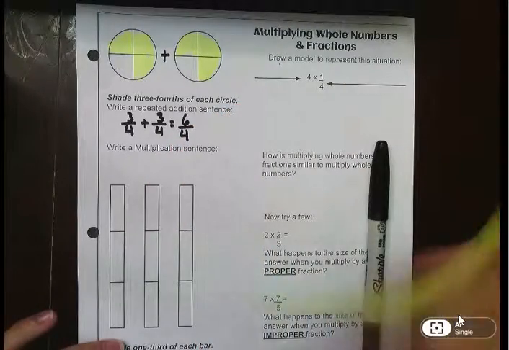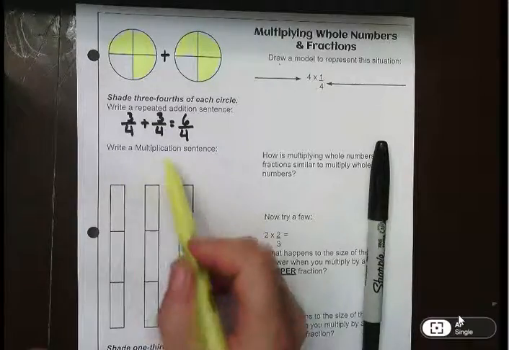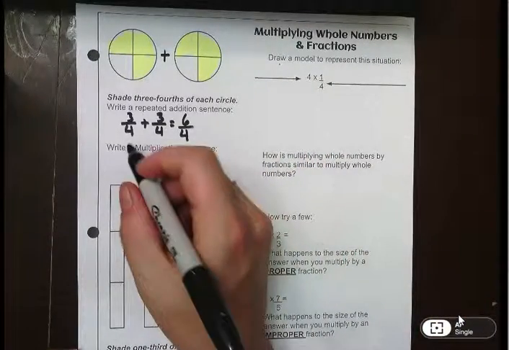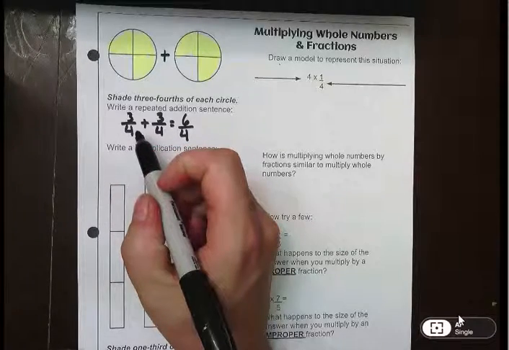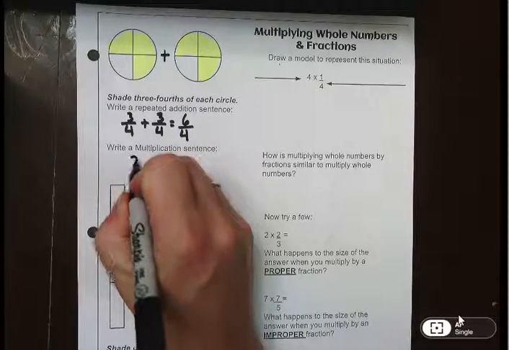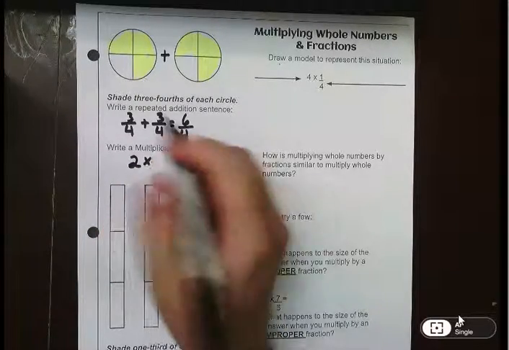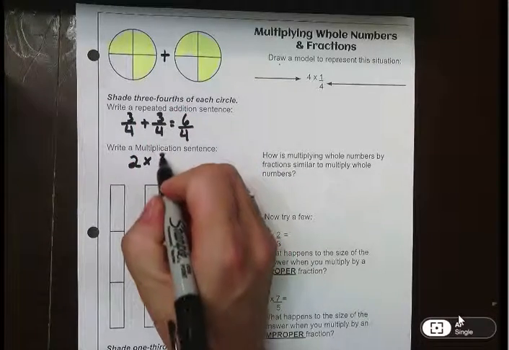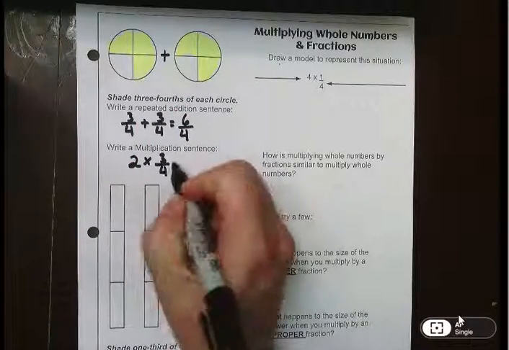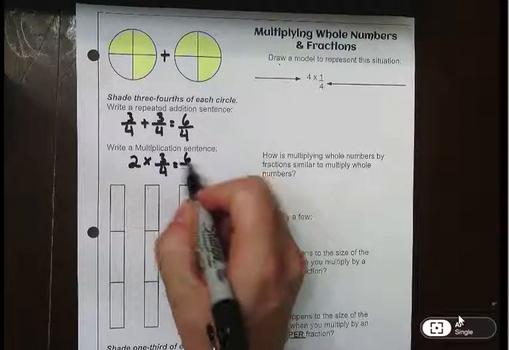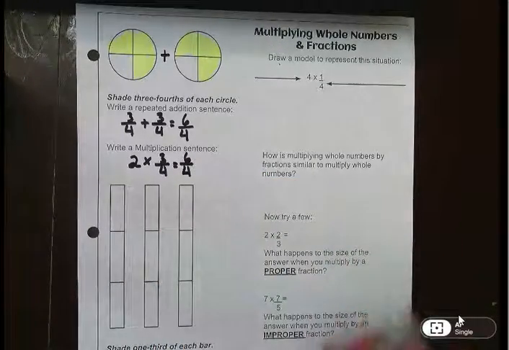Okay. Next step says to write a multiplication sentence. So not only could we add, we could multiply, and multiplication is all about equal groups. I have two groups, so it would be 2 groups times 3/4 in each group, 3/4 in each circle, and then we multiply across. 2 times 3 is 6 fourths. We get the same answer.